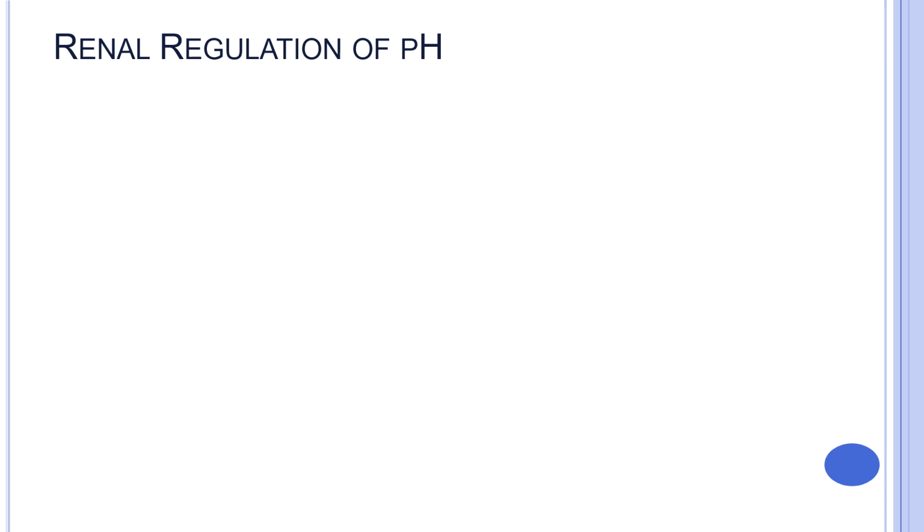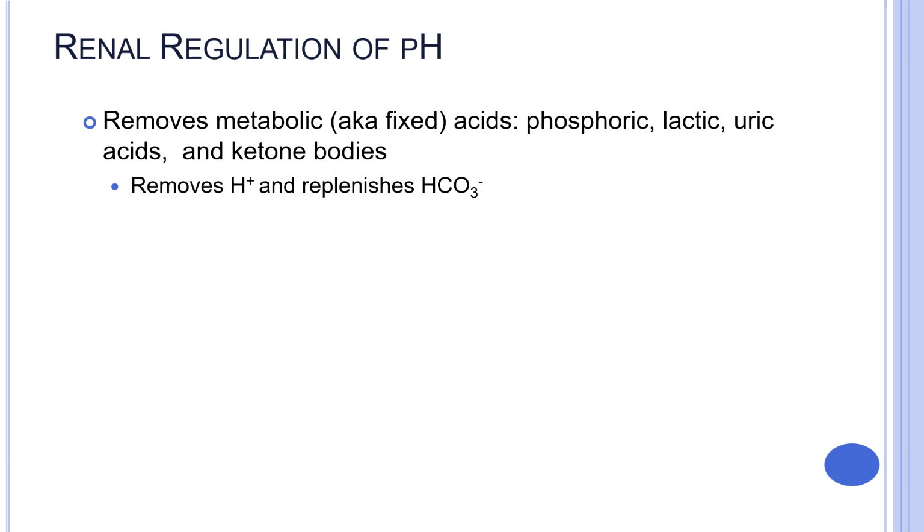So the second thing that helps us to regulate our pH level is our kidneys. So we have our kidneys that will help us to regulate our pH. So we're going to do this by removing metabolic, aka fixed acids, so phosphoric, lactic, uric acids, and ketone bodies. And by doing that, we remove hydrogen ions and we replenish bicarbonate.